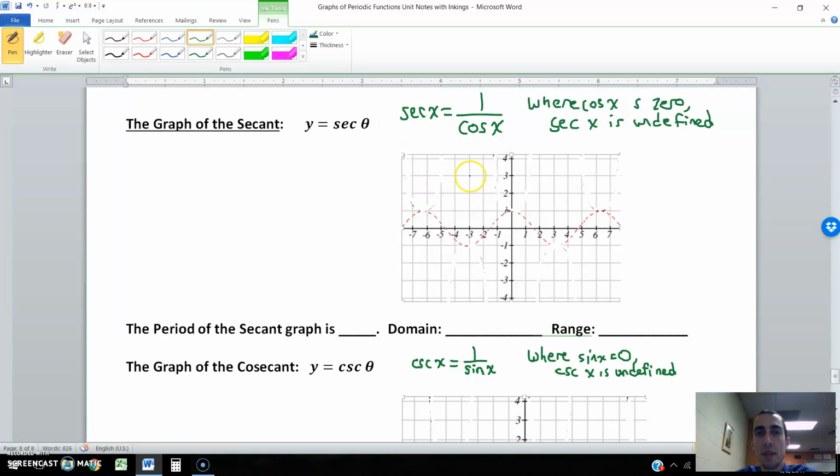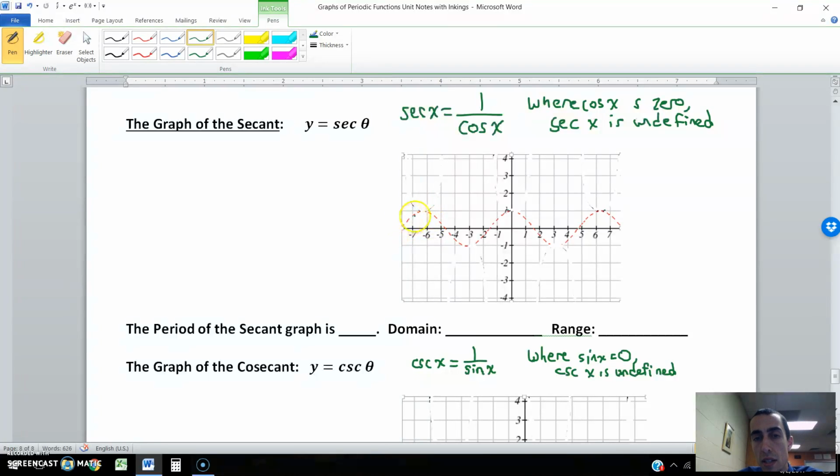Welcome to video 2. Next we have the secant graph. Let's remember the relationship between secant and cosine. Secant of x is the reciprocal of cosine of x. As a result of that, whenever cosine of x is 0, then we're going to have 1 over 0, which is undefined. And so at those places, secant will be undefined.